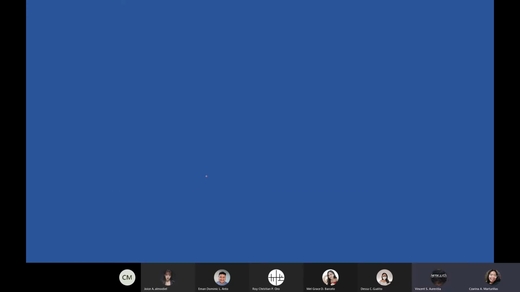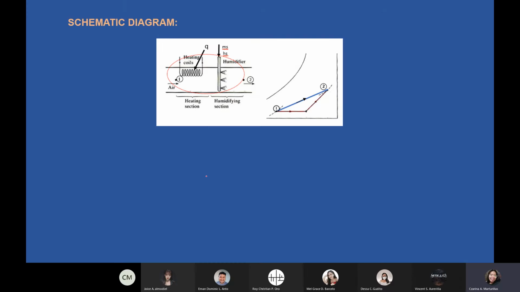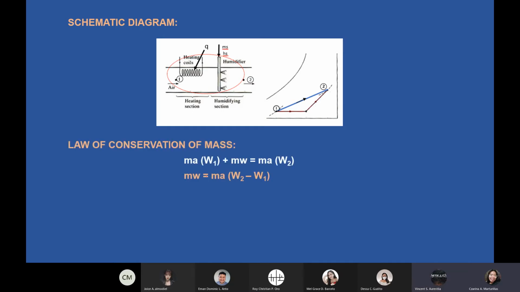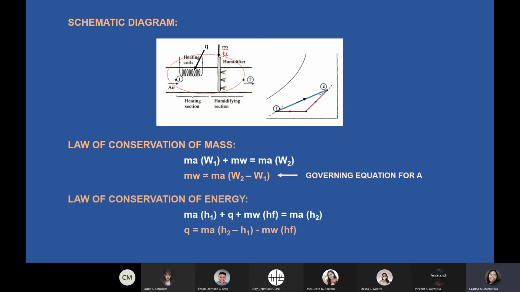And the specific volume is the curve. Now move on again to study the schematic diagram so that we can derive the governing equations. By the law of conservation of mass, since we are to get the rate of the water sprayer, mass in equals mass out, and we derive equation A: mass flow rate of the water equals mass flow rate of dry air times W2 minus W1. And again, by the law of conservation of energy, energy in equals energy out, we derive governing equation B.